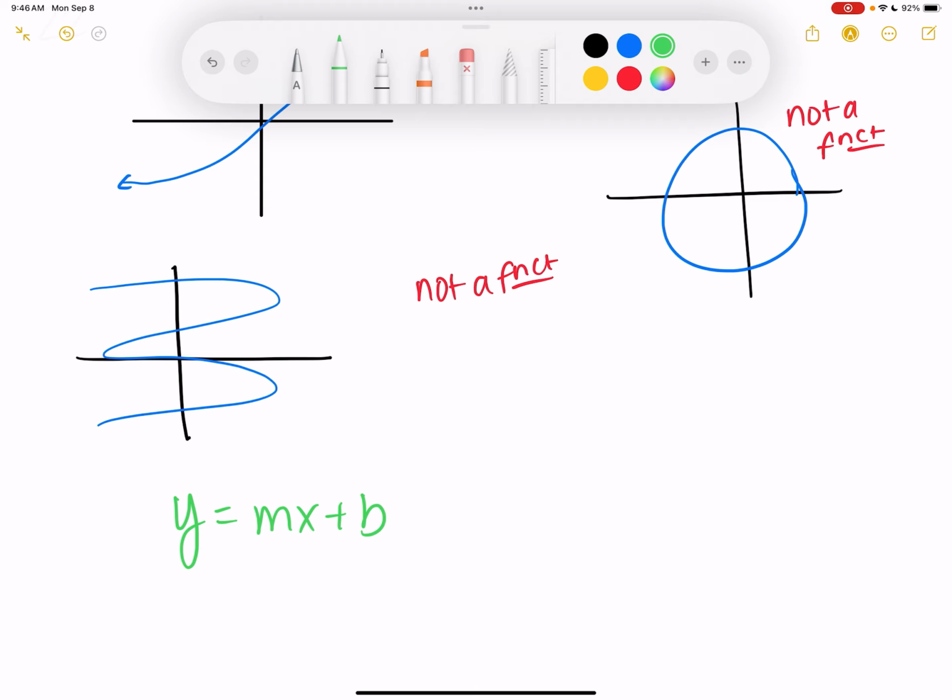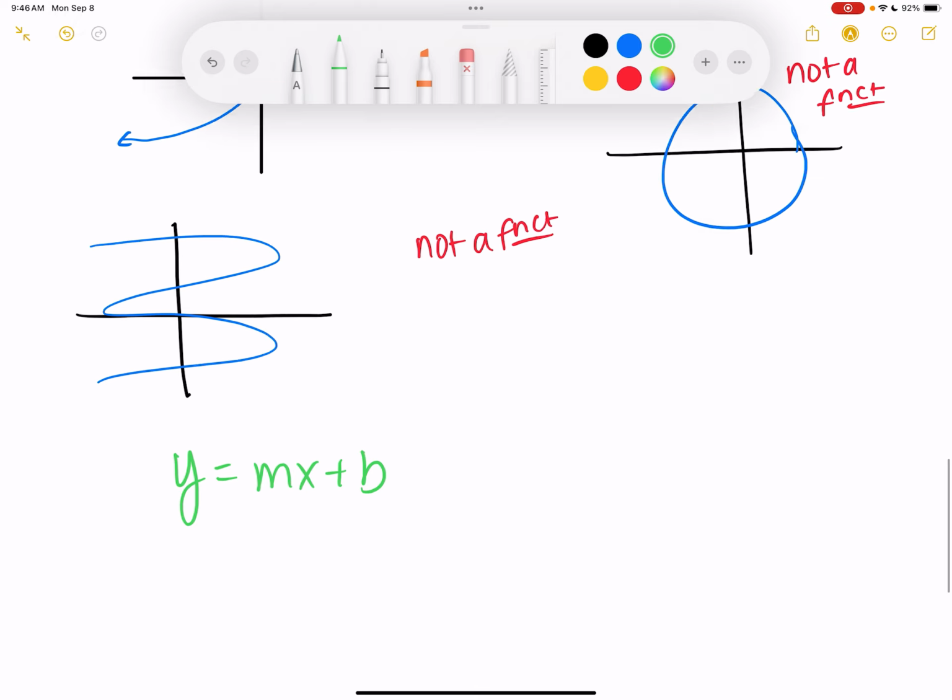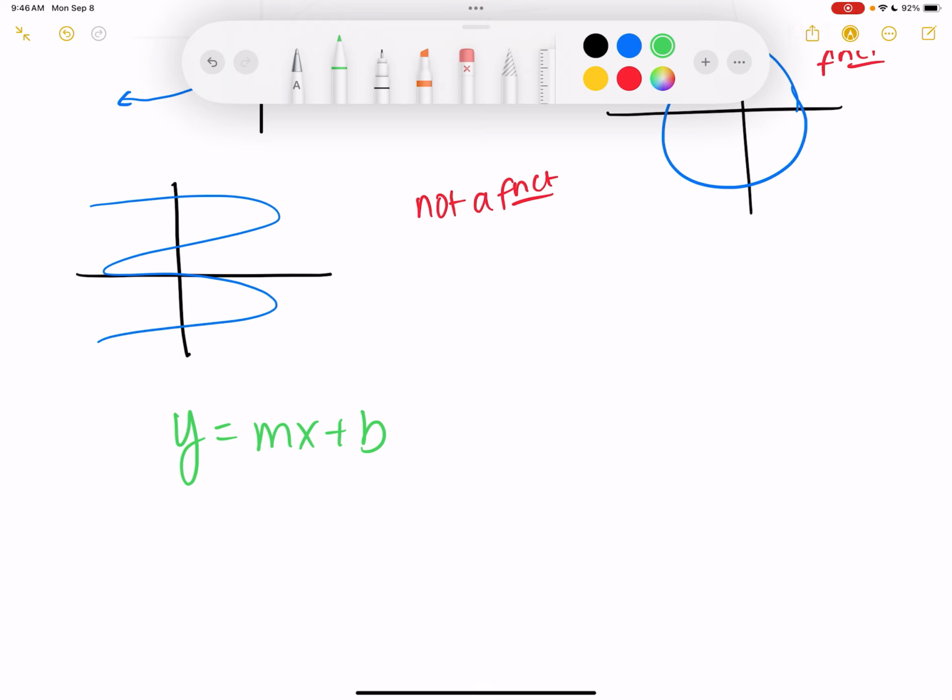So they say to tell whether the function is linear, then evaluate the function for the given value of x. They'll give you an equation that says f of x is equal to something, and then it'll say f of whatever, so we're going to evaluate. Even if it's not linear, we're still going to evaluate.